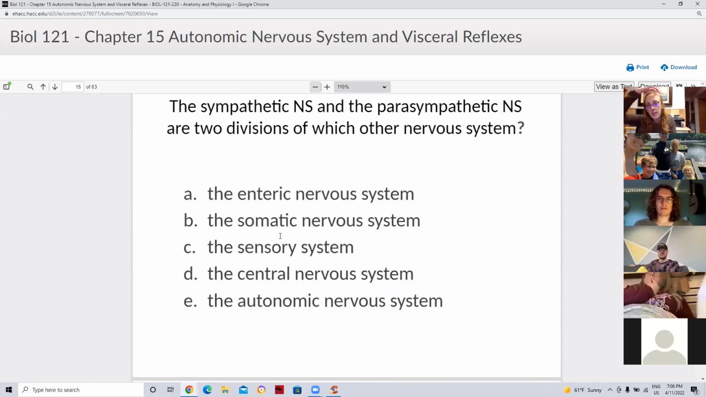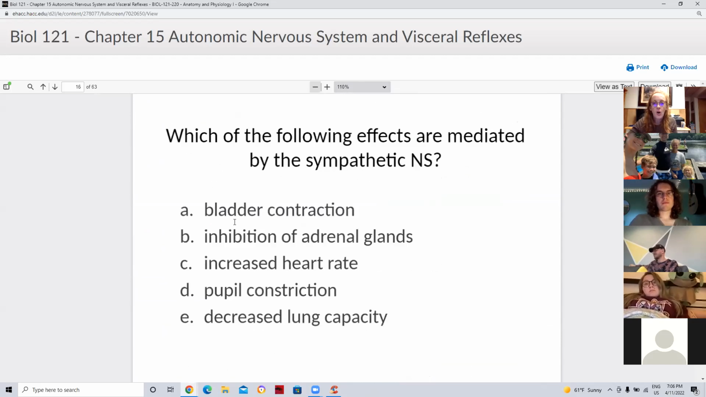So the sympathetic nervous system and the parasympathetic nervous system are two divisions of which nervous system? The autonomic. Which of the following effects are mediated by the sympathetic nervous system?